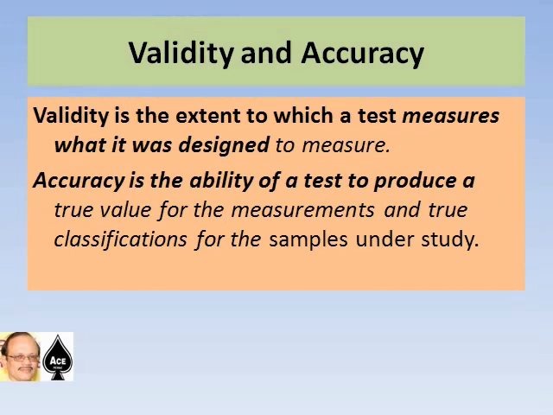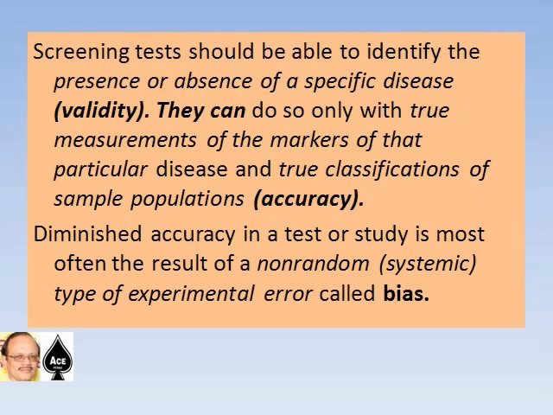Validity and accuracy. Validity is the extent to which a test measures what it was designed to measure. Accuracy is the ability of a test to produce a true value for the measurements and true classifications for the samples under study.